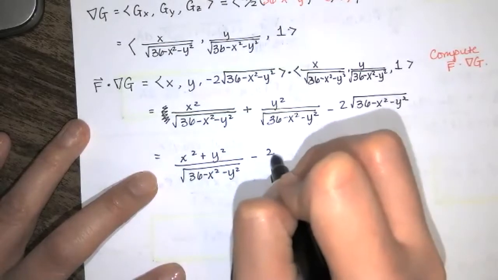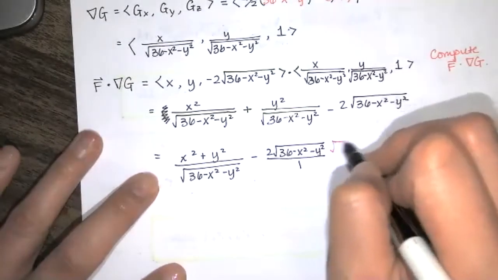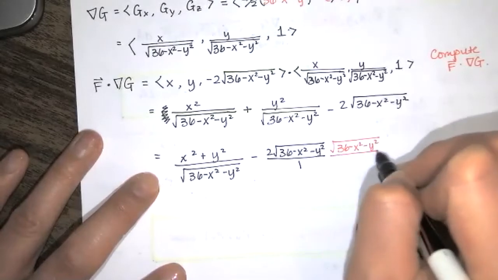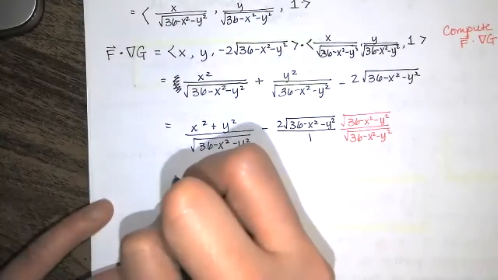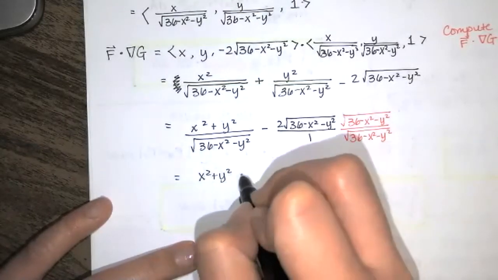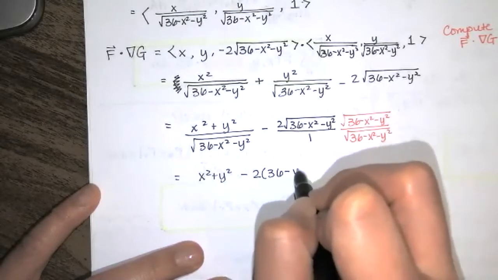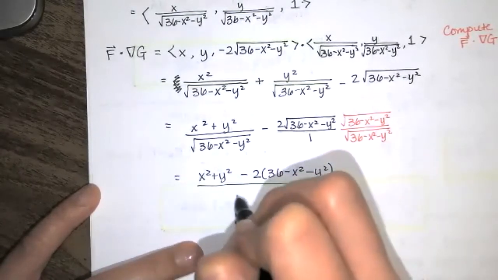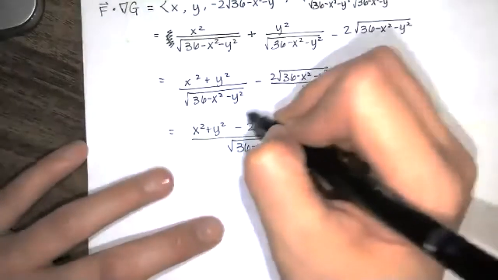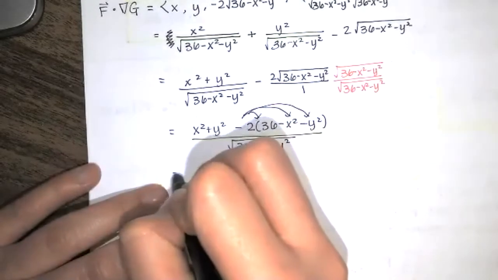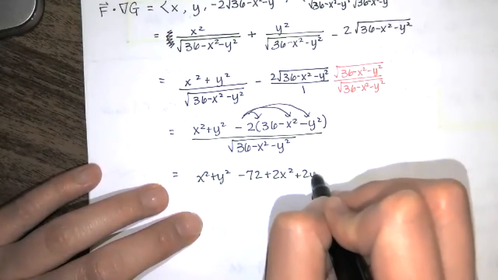Now over here, to write that as itself over 1, we can multiply the numerator and denominator by that root to get a common denominator. Let's see what happens. Got X squared plus Y squared minus 2 times that quantity. Square root times itself is just that expression under the square root. Okay, and distribute the negative 2. X squared plus Y squared minus 72 plus 2X squared plus 2Y squared.